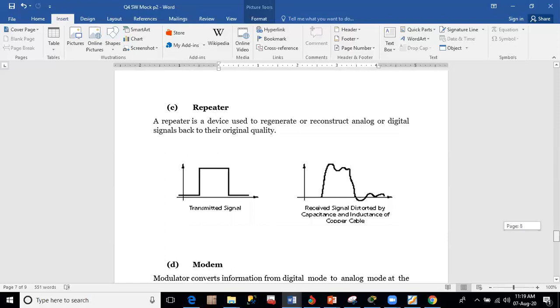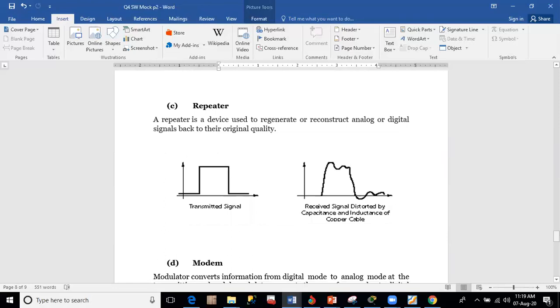A repeater. A repeater is a device used to regenerate or reconstruct analog or digital signals back to their original quality. Look at this transmitted signal. This signal is in digital form. It is well formed. At a certain level, it is deformed: the received signal is distorted by the capacitance and inductance of the copper cable. So when you use a repeater here, it will simply reconstruct this distorted signal back to its original form. It's different from an amplifier, which deals with the loss of energy. It amplifies the signal when the signal has undergone a loss of energy.